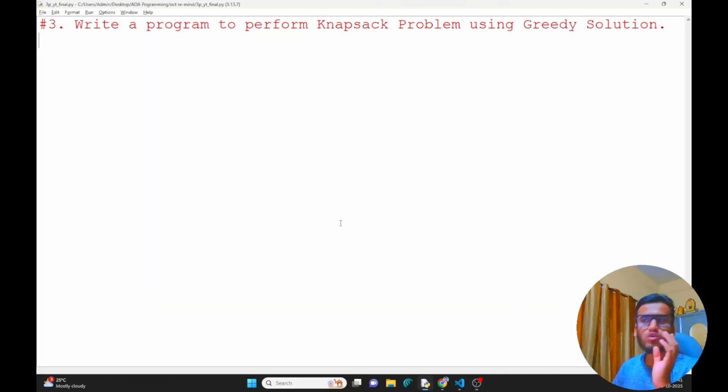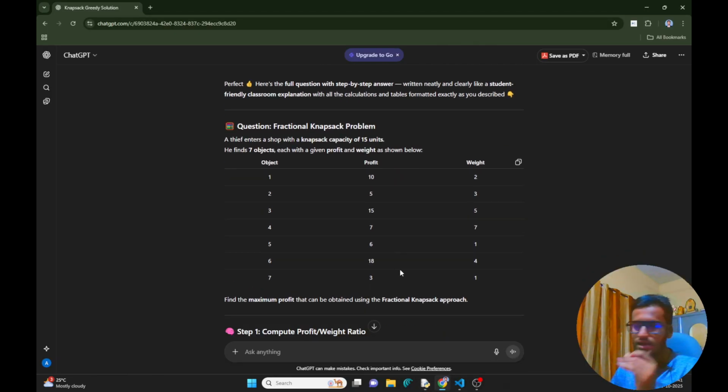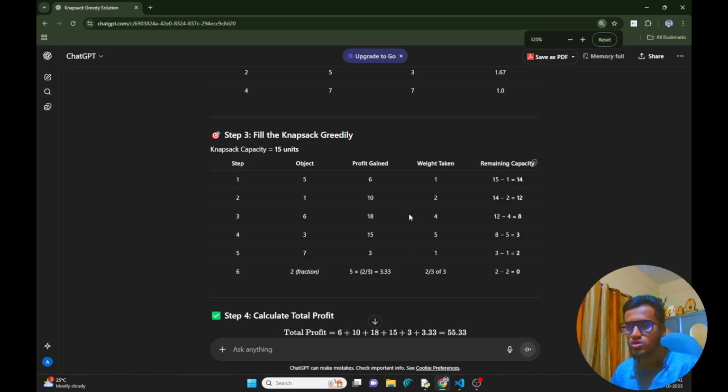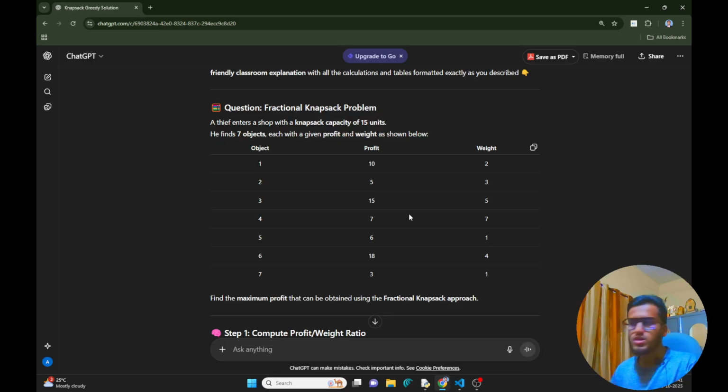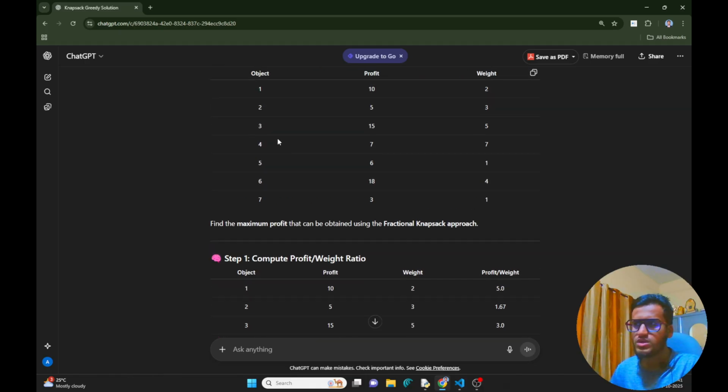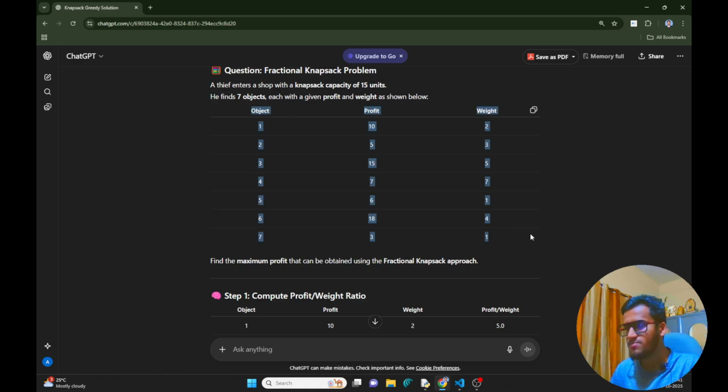Now, before going to the coding part, let me explain everything from the start. I can draw it, but my handwriting doesn't come out wonderful. So let me read the first question. This is only the question, and I will solve everything according to the programming. The question is the fractional knapsack problem by using the greedy solution. We will get this table.